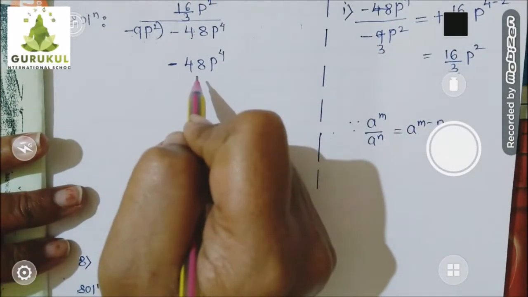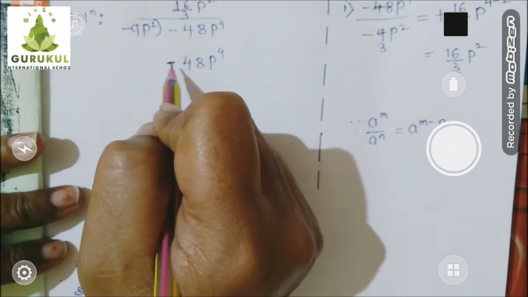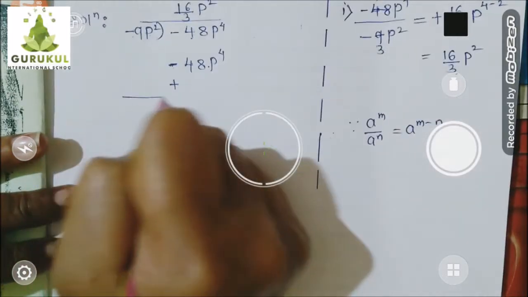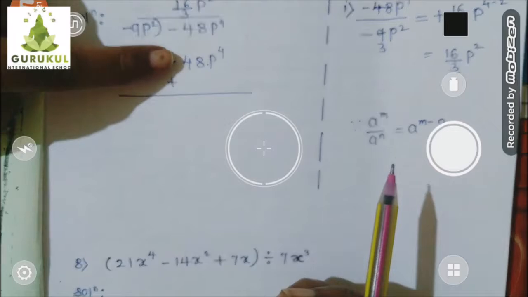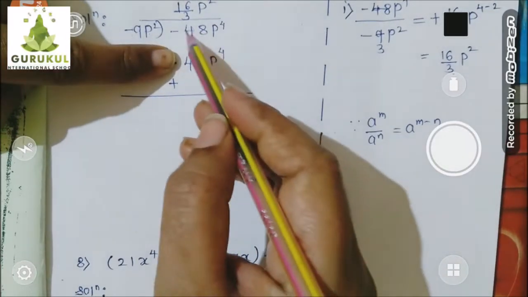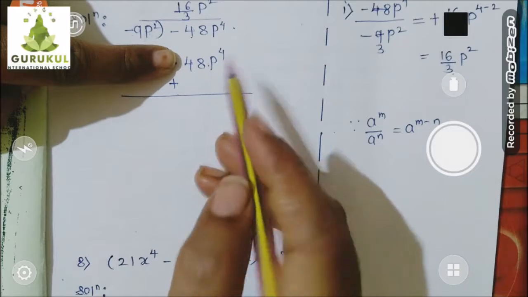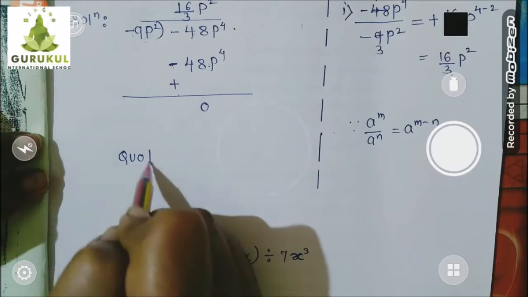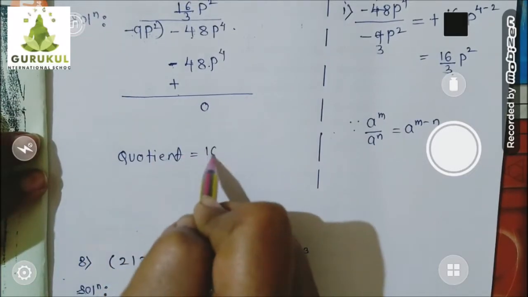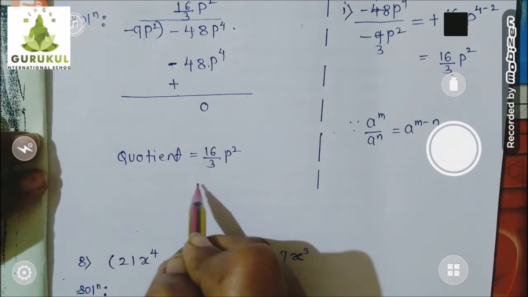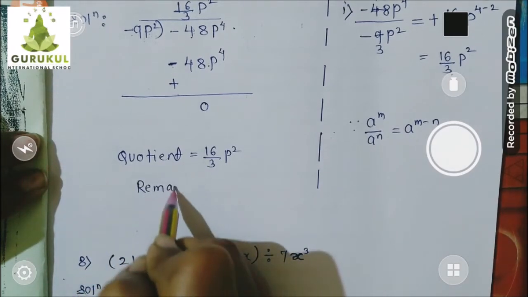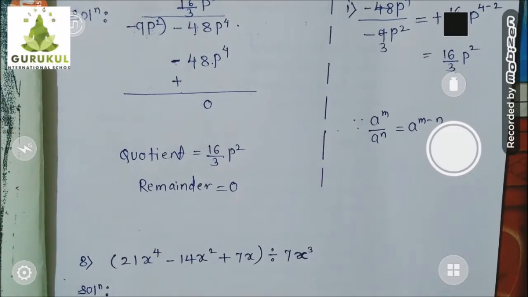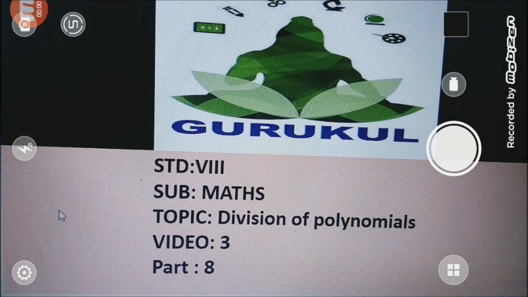Now it's time for subtraction, and at the time of subtraction we change the second term's sign. Now the second term's sign is minus, so while subtracting I will make it plus. And while subtracting, forget the original sign of the second. Minus 48p raised to 4 plus 48p raised to 4, the answer is 0. And that's why the quotient is equal to 16 upon 3 p square, and the remainder is equal to 0. Okay, thank you.